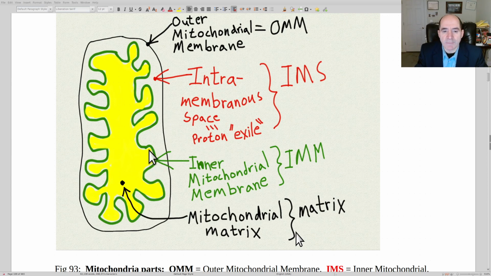And then this green membrane is called the inner mitochondrial membrane, usually abbreviated IMM. And this is where all the electron transport proteins are, and this is also where ATP synthase is. And it is across this membrane that protons are pumped from the center of the mitochondria, called the mitochondrial matrix. They're pumped into the intramembranous space. And then you're going to build up a proton gradient with high concentration of protons in this intramembranous space. And that's like the great secret of life, life on Earth is based on that.